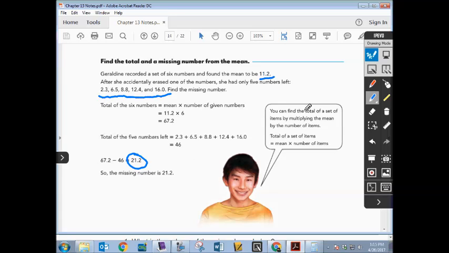Okay, so that might have been a little bit confusing, but you're missing one number. So you have the mean, but you're missing one number. So to find the total of the 6 numbers, you're going to do the mean times the number of given numbers. So 11.2 times 6, because that is the mean. Remember, we usually do whatever the total is divided by 6, so now we're multiplying by 6. That's that. So that's what they added to. Then you've got to find the total of what you have left. So you add up all these numbers, the 5 that you actually have, give you 46, you subtract them, and that has to be your other number. Okay?